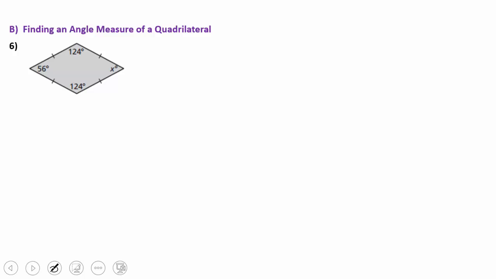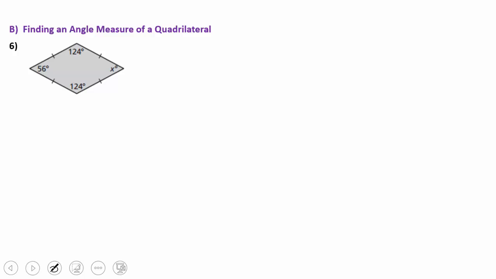Finding an angle measure of a quadrilateral. So here we have a quadrilateral. As you can see, it has 4 congruent sides. It doesn't have any right angles. And the only thing I know that has 4 congruent sides with no right angles is a rhombus. So if you wanted to know what that was, it is a rhombus.